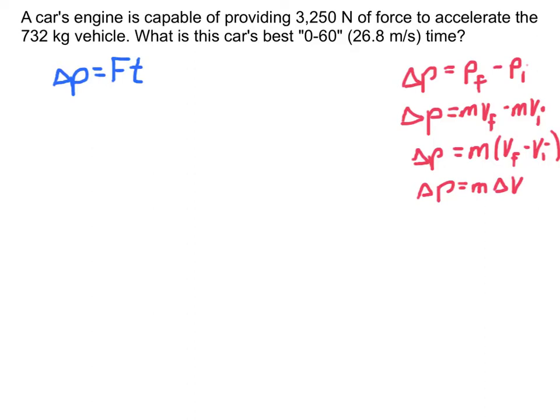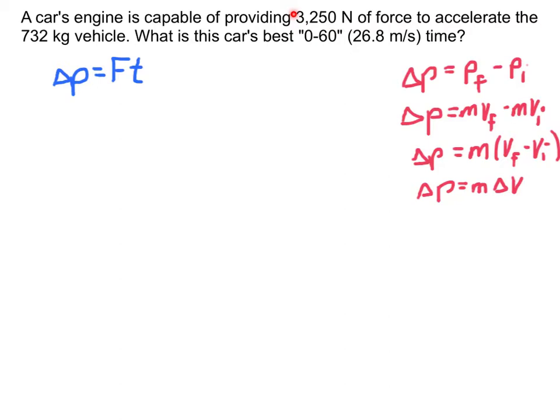First, let's deal with a car engine. The car engine can provide a maximum force of 3,250 newtons to try to accelerate my just over 700 kilogram car. And I want to know what's the car's best 0 to 60 miles per hour, kind of car lingo. That means the car is going from an initial 0 velocity all the way up to 60 miles per hour, which is 26.8 meters per second. So how fast can it go? In other words, we're going to push the engine as hard as it can. We're going to use every ounce of force to keep our time as low as possible.